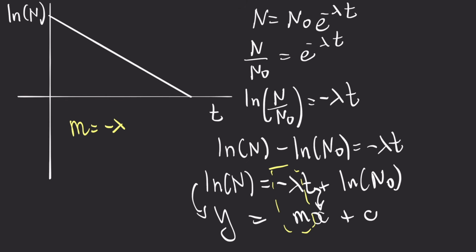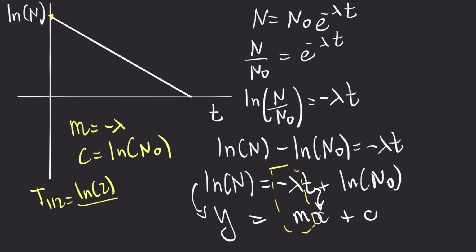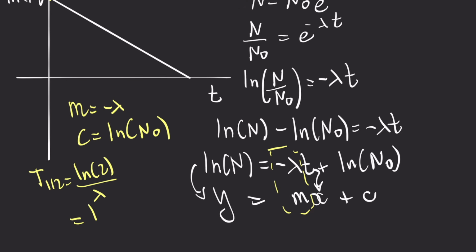Our intercept c is actually Ln of the initial number of particles, which also makes sense because the graph starts over here. Once we have the decay constant, which is the negative gradient, we can just use the fact that the half-life is equal to Ln of 2 divided by the decay constant, which is equal to Ln of 2 divided by the negative gradient, and this here is going to give us the half-life. Once again, we've covered another graphical method of determining the half-life.